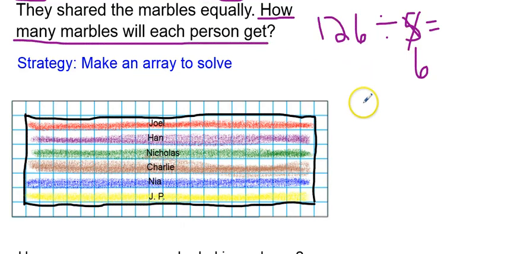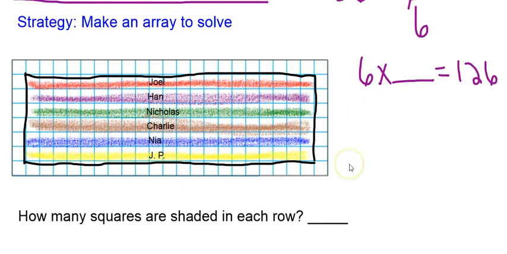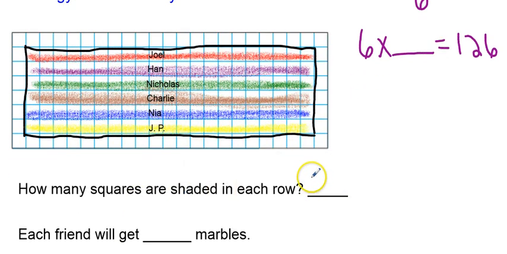We want to look at this problem, 126 divided by 6, and we're thinking to ourselves, 6 times what number equals 126, because we can flip this problem around and make it an inverse problem, so we do the inverse operation. And so this is how we could look at this division problem. So how many squares are shaded in each row?